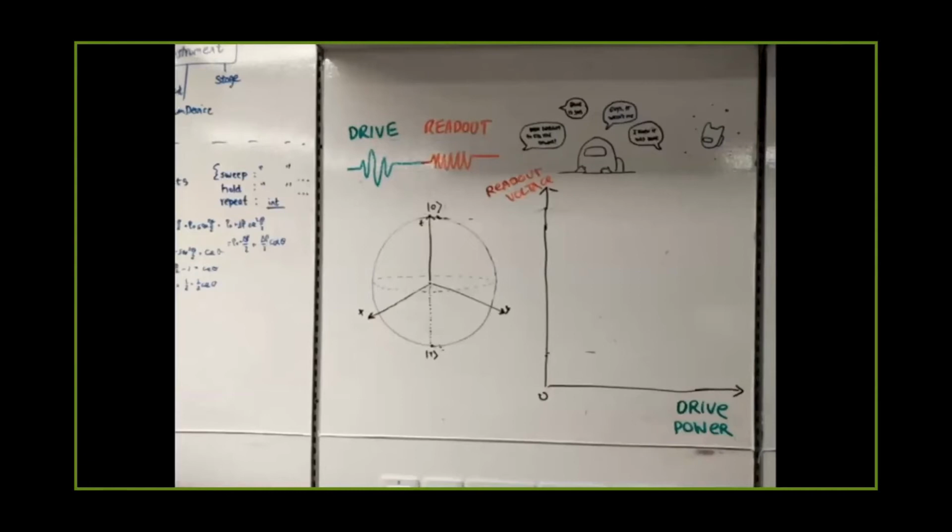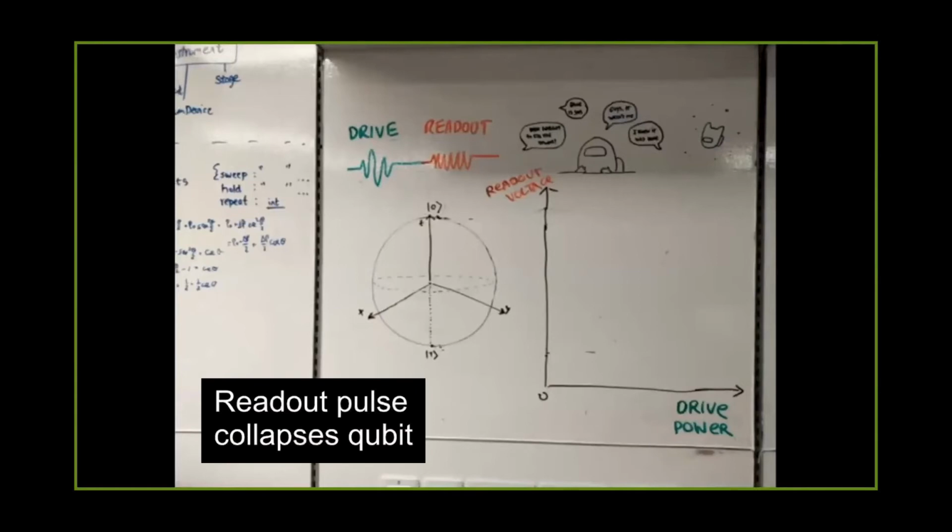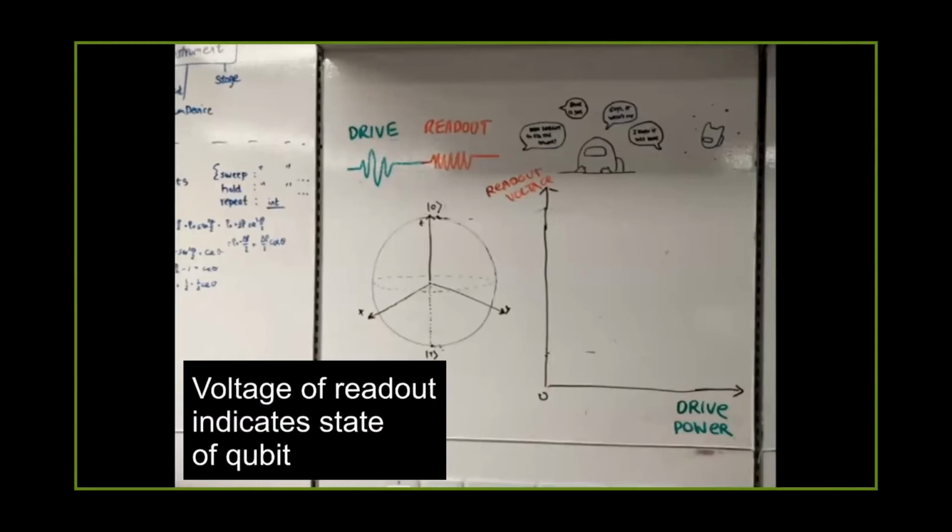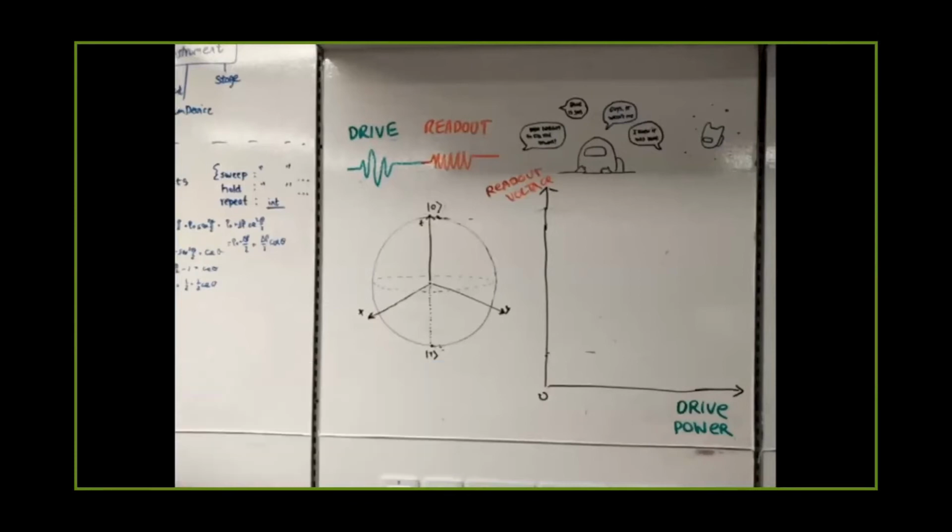The readout pulse moves towards the qubit and is reflected by the qubit. So in reflection, it collapses the qubit into either the first excited state or the ground state. And the voltage of the readout pulse tells us whether it has collapsed into the ground state or the first excited state. So if it has collapsed into the ground state, we get a high readout voltage. Drawing a dotted line here. If it collapses into the one state, we get a low readout voltage.